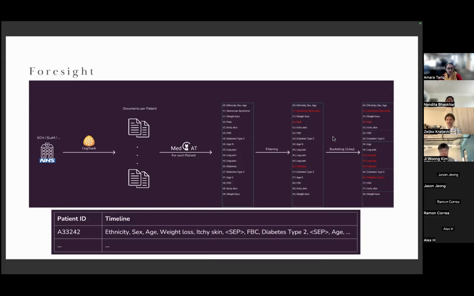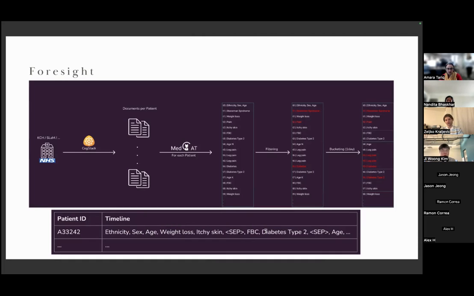And what we end up with is a very simple timeline that is just a comma-separated list of everything that has happened with that patient. I've shown it here as names of concepts, but normally weight loss will not be represented as weight loss, but really as the SNOMED ID for weight loss. Same for itchy skin, same for diabetes, and so on.